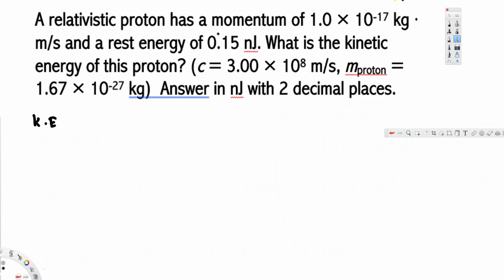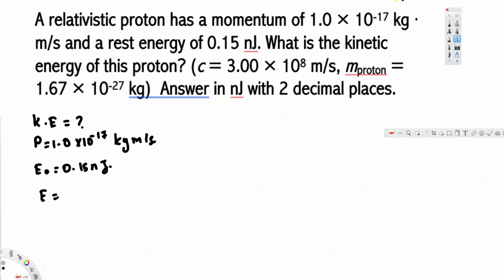Now let's look at the given information. Here we have the momentum provided, that's equivalent to 1.0 times 10 to the power minus 17 kilogram meter per second, and also we have the rest energy provided, that is E naught, equivalent to 0.15 nanojoule. Now we are trying to find the kinetic energy, and in relativity the kinetic energy related equation is this one. This is one of them.